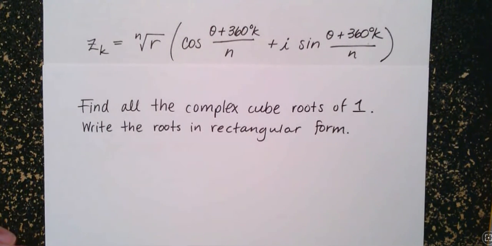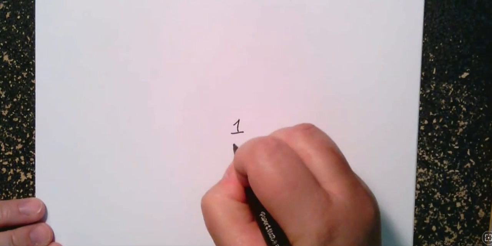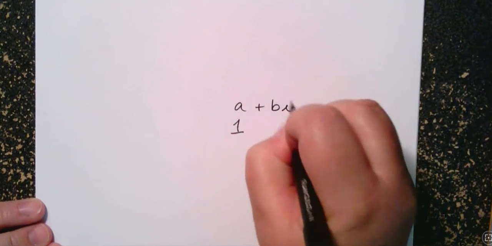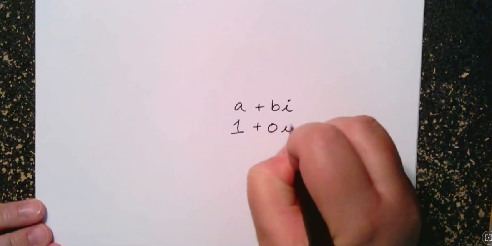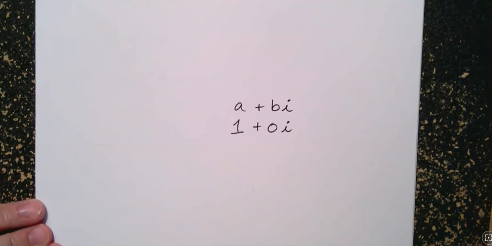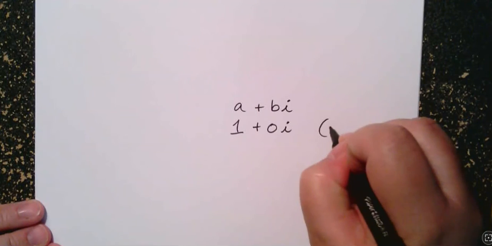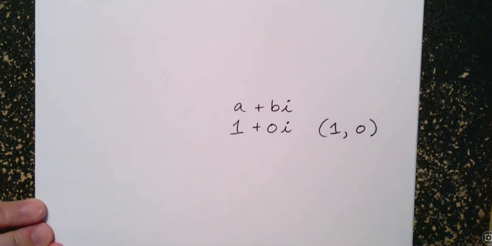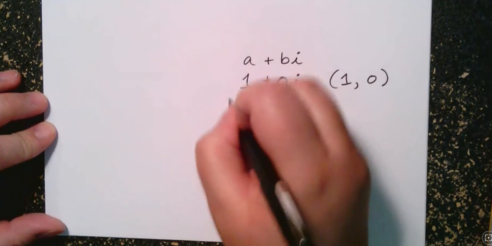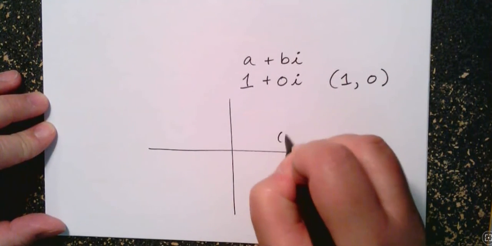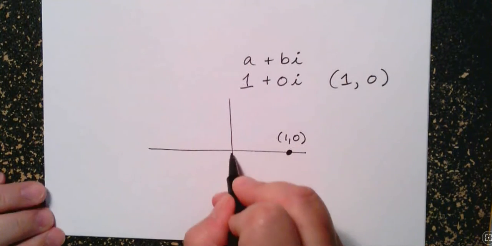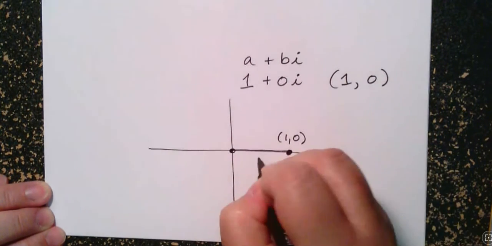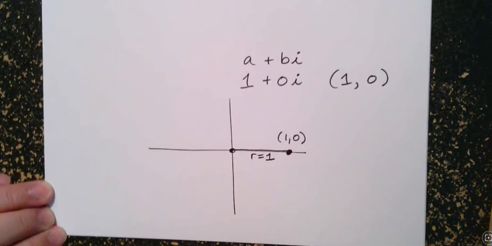Okay, so the first thing I'm going to do is think about 1 in terms of a plus bi. So that means 1 plus 0i. In terms of coordinates, on a graph, that would be X and Y, 1, 0. Well, 1, 0 on a graph means right over here. So let's think about what R is there and what theta is there. R, remember, is your distance from the origin. So R is 1 at that point.